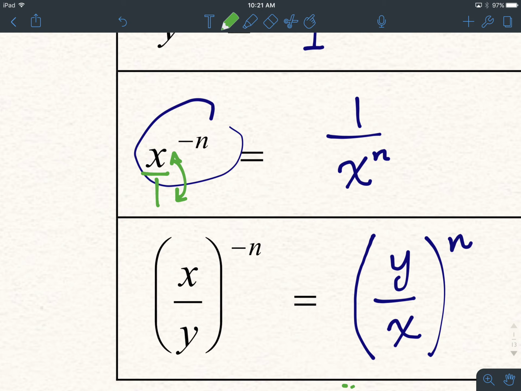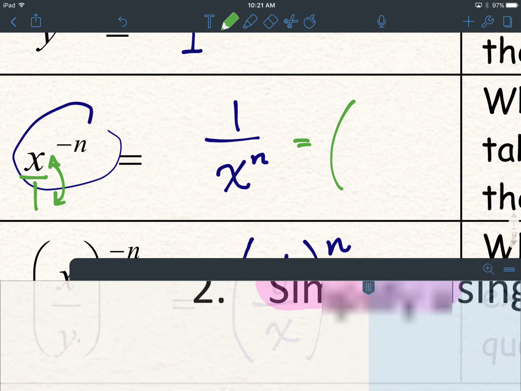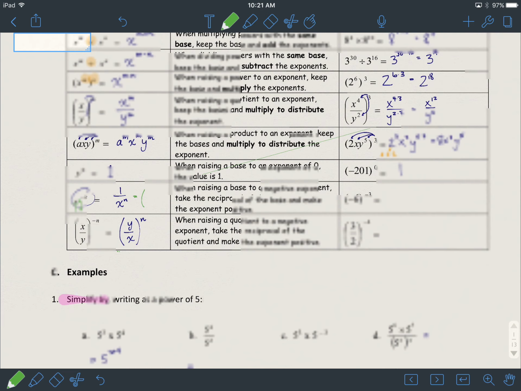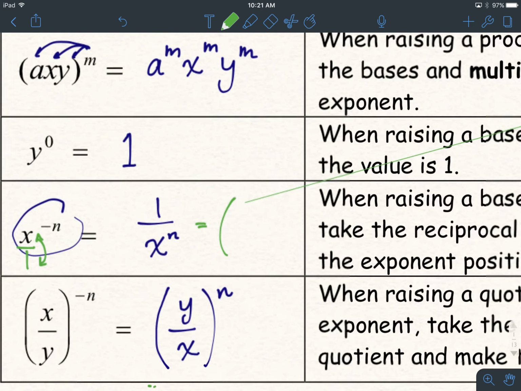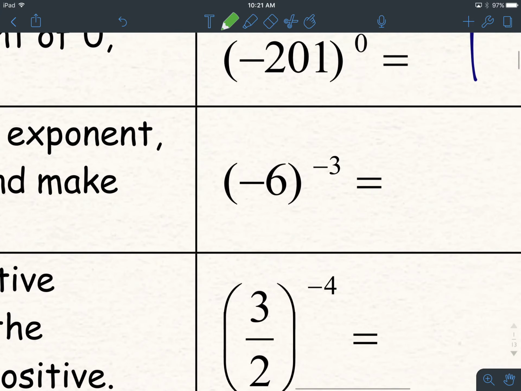There's a way to explain this. I'm not going to do it in this video, just to save some time, but you could also write this as 1 over x, whole thing to the exponent n, if you prefer. Obviously, 1 to the exponent anything is just going to give you 1, which is why we've done a little bit of a shortcut here.